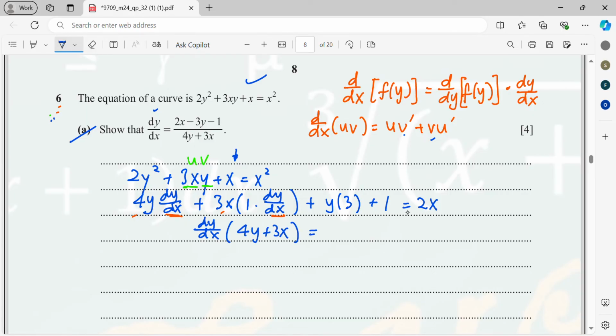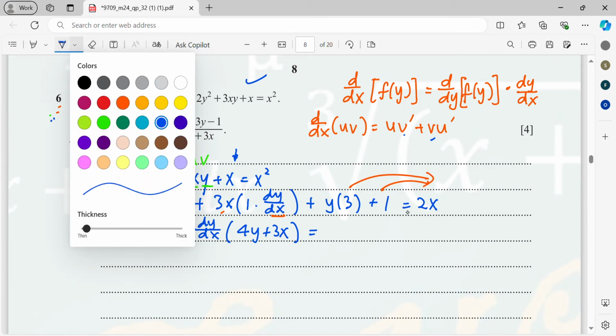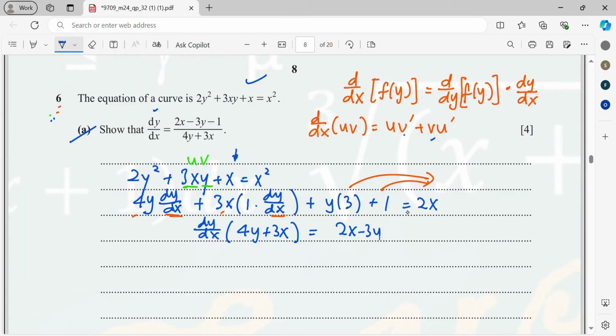For the right hand side, you need to move these two terms to the other side. That will be 2x minus 3y minus 1. Now when you check here, the denominator is 4y plus 3x, so I can just move down the bracket. Therefore, my dy over dx is going to be 2x minus 3y minus 1 over 4y plus 3x. So we have shown this differentiation.